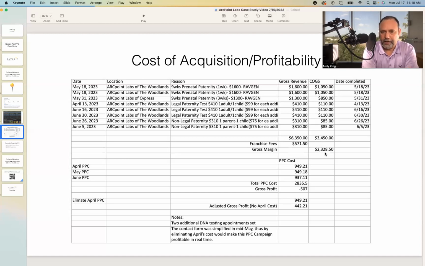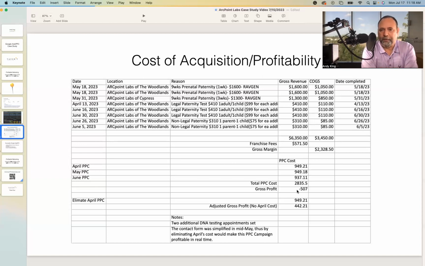$2,328.50. Now, to the cost of the actual pay-per-click campaign, you're basically looking at just under $1,000 spent each month for a total amount of just under $3,000, but it's $2,835.50 with a gross profit of a negative $507. So within a short 3-month period of time, 4 months, you're barely losing money.